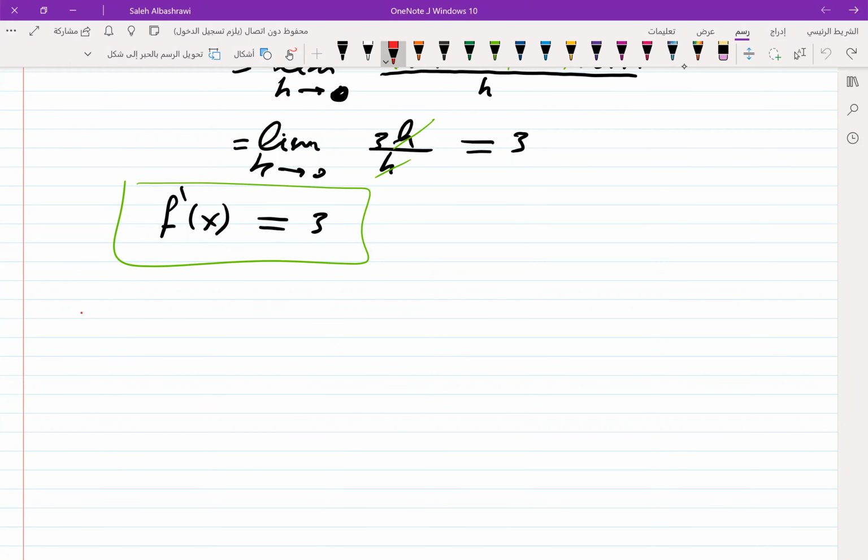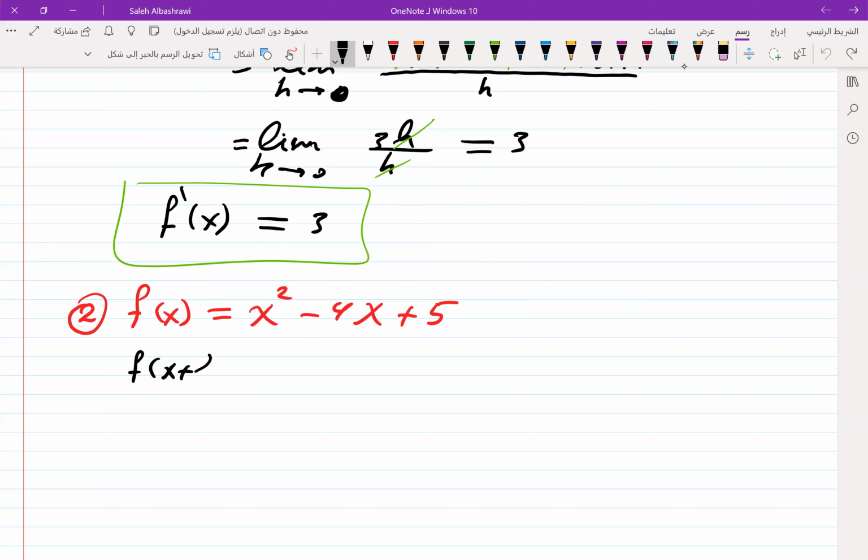Example number 2. Let's find the derivative of this function, x squared minus 4x plus 5. As we said before, let's find f of x plus h first.